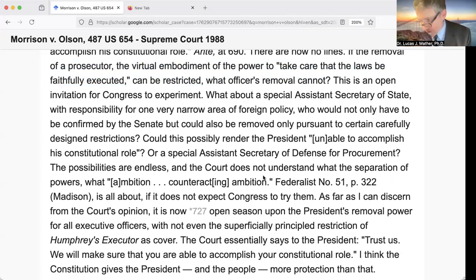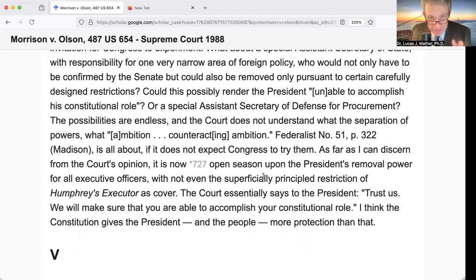What about a special assistant secretary of state with responsibility for one very narrow area of foreign policy, who would not only have to be confirmed by the Senate, but also could be removed only pursuant to certain carefully designed restrictions? This is a reductio ad absurdum, in case you didn't know that. Could this possibly render the president unable to accomplish his constitutional role? Or a special assistant secretary of defense for procurement? Oh man, that has an eerie tone given all the stuff that Elon Musk and gang have found. That's eerie. Wow. Yeah. Wow.